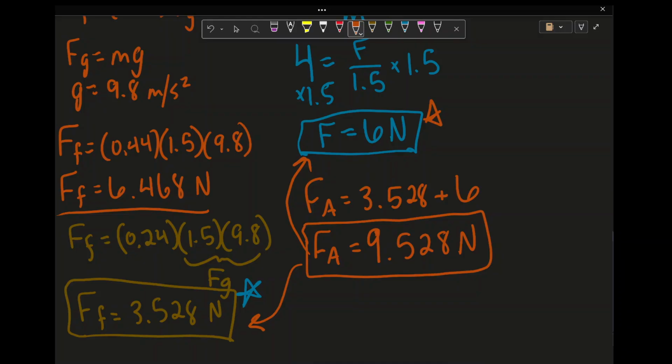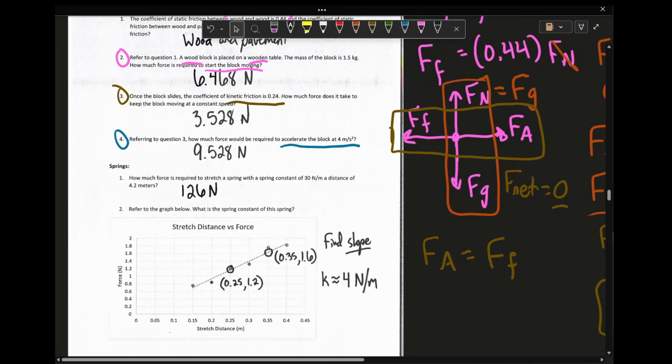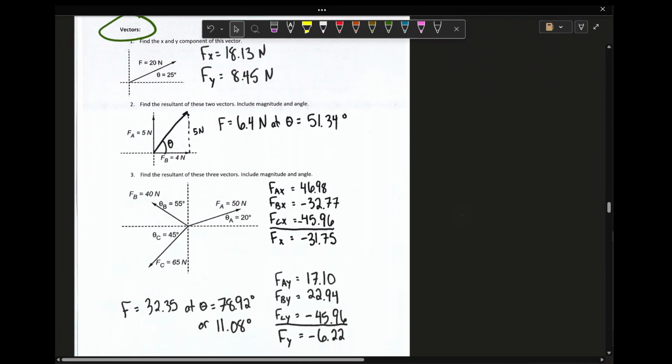So that's conceptually what we're doing. We have to meet friction and then give enough extra to accomplish our acceleration. All right, moving forward. Next is the vectors.